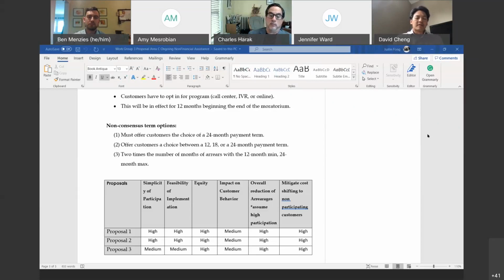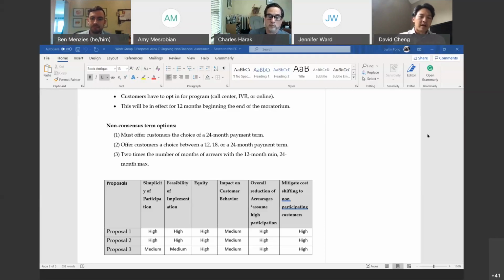How it differs, and in terms of the trade-off and balances, it really comes down to the simplicity of participation and how easy to implement. So we think options 1 and 2 are easy to understand and easy to implement in terms of the IOU systems. However, option 3 is harder to understand and harder to implement, and as Charlie noted earlier, customers themselves would not know what they're eligible for unless they reached out to the utility, because many of them don't know how many months in arrears they are.